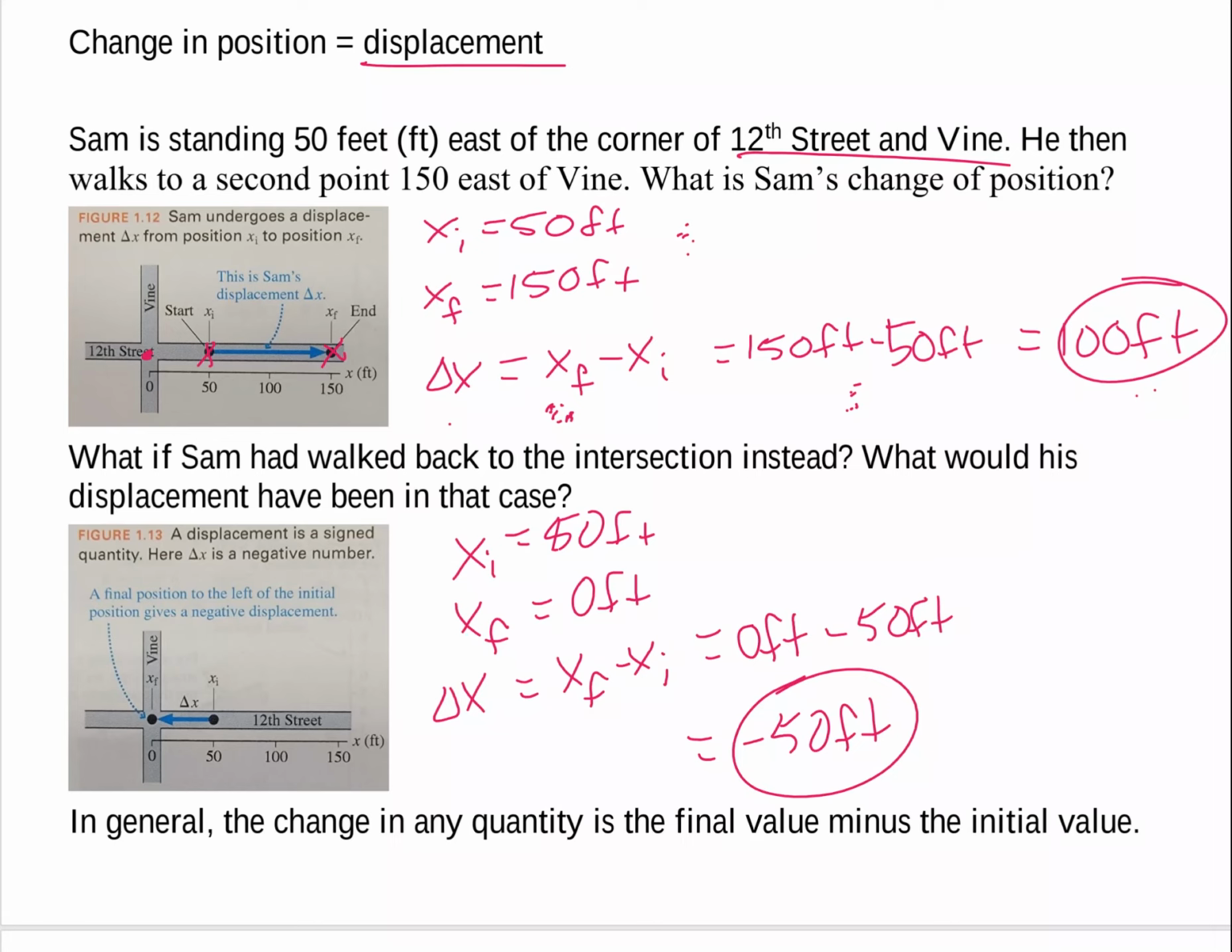So in general, the change in any quantity is the final value minus the initial value. x sub f minus x sub i. t sub f minus t sub i for time. And if we're talking about y, because we're doing a vertical displacement, like we dropped a ball, it's y sub f minus y sub i. Just because we had x here doesn't mean that we can't translate that into something else.